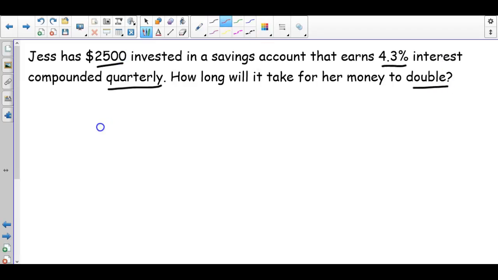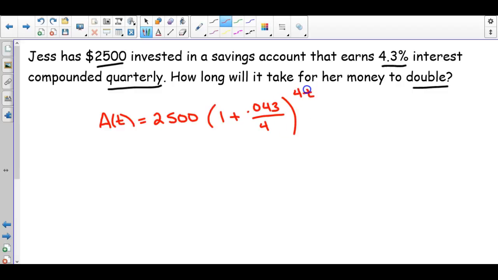So what I'm going to do is write the equation A of t equals, you start off with our initial amount, 2,500. In parentheses, I'll throw 1 plus my interest rate as a decimal, which is 0.043, over the number of times that it's compounded in the year, to the power then of that number of times it's compounded, times t, which is time. So now we have an independent variable that is up in the exponent. And I want to know how long it's going to take for the money to double. So when is it basically going to turn into $5,000?